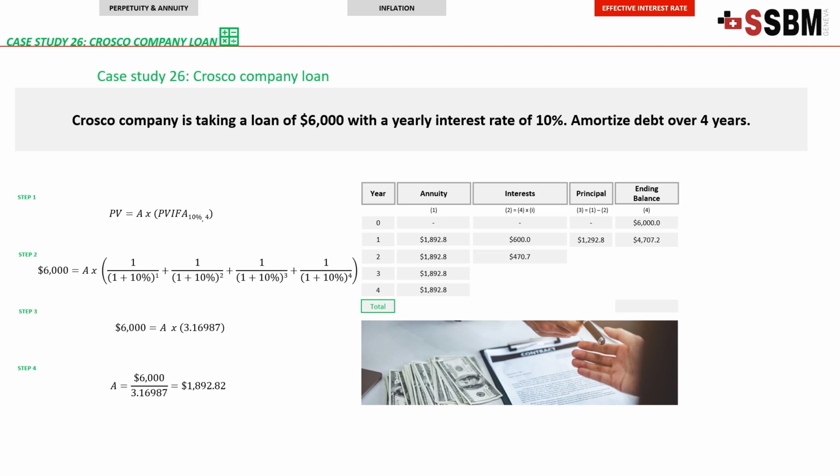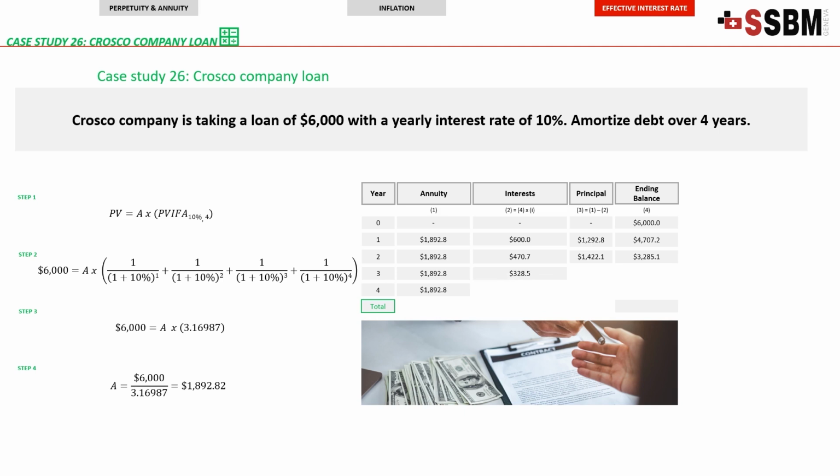Then, my dear students, you repeat the steps from year 1. It is all the time the same. 470.7, it's 10% on the ending balance, 4,707.2. Then you calculate the principal as the difference between the annuity and the interest of 470.7, it's 1,422.1, and the ending balance is 4,707.2 less the principal of the second year, 1,422.1, and the remaining balance is 3,285.1.